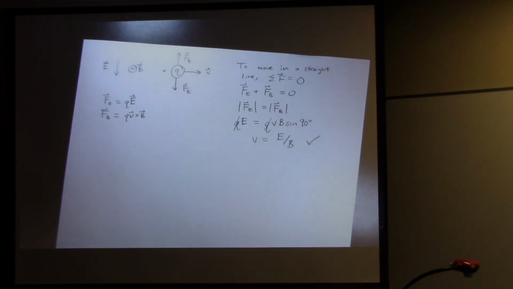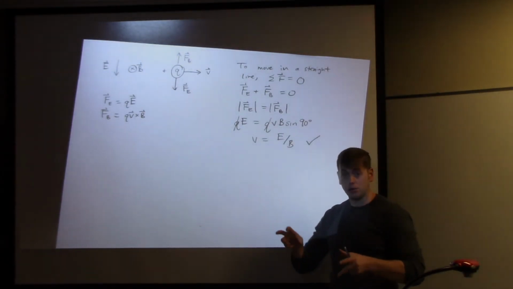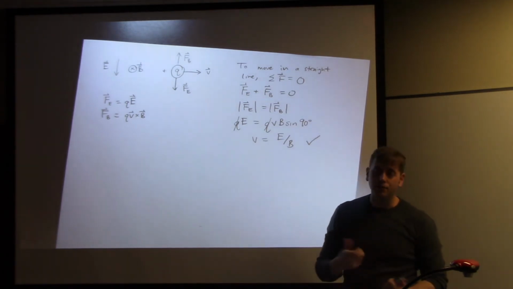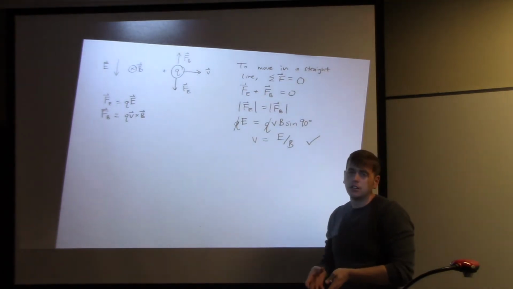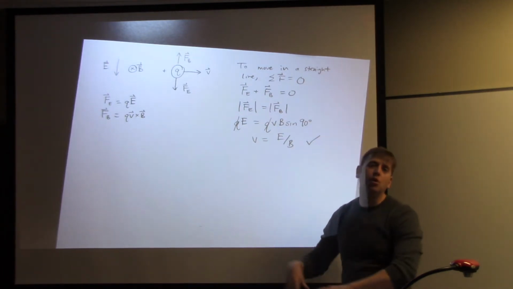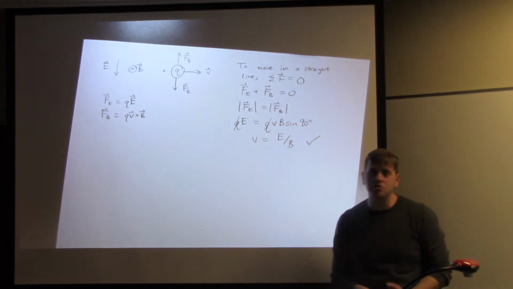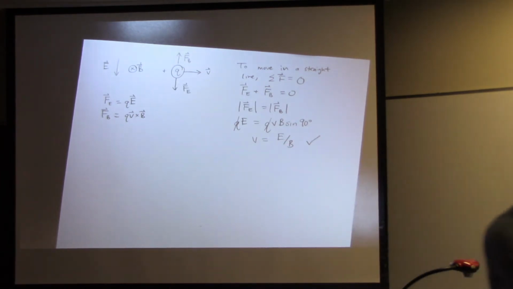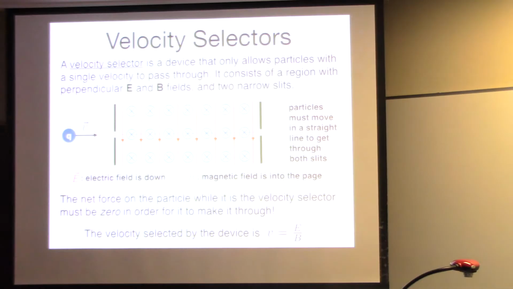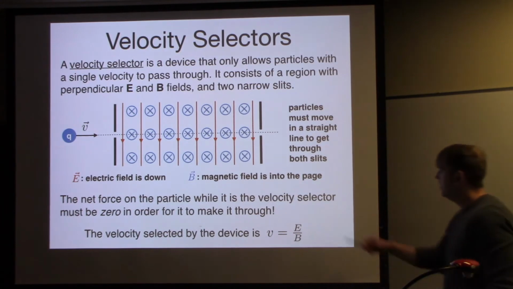So this is a really useful device because if you can fine-tune the values of E and B, like how strong the electric and magnetic fields are in the velocity selector, you can make the particles come out with any velocity you want. You can select for any velocity just by changing E and B to the right values. That's how it works. So that's where we came up with this expression: the velocity selected by the device is E divided by B.